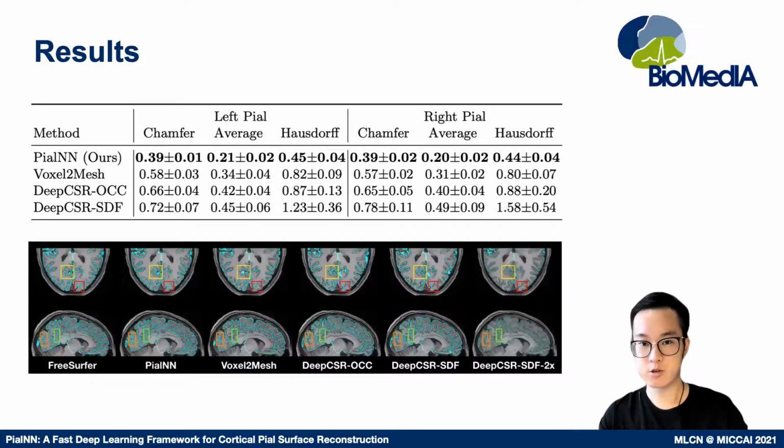The bottom figure shows the contour of the pial surface projected on the brain MRI volume. It shows that PialNN achieves the best reconstruction in the 4 highlighted areas.